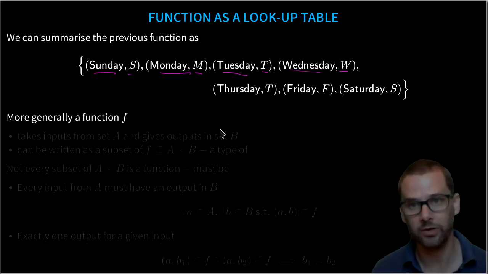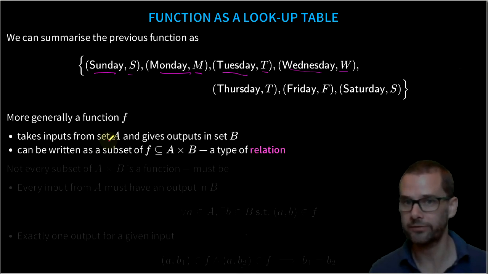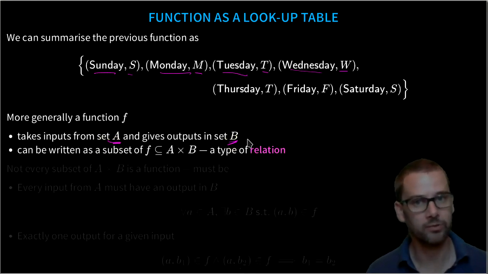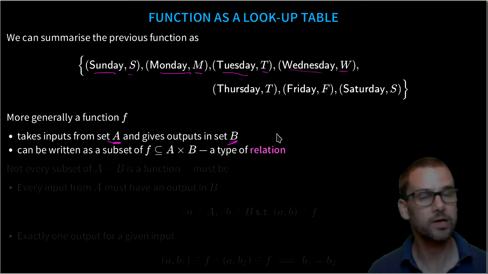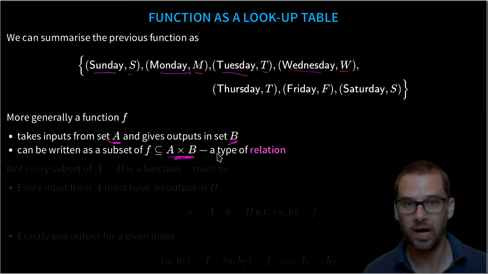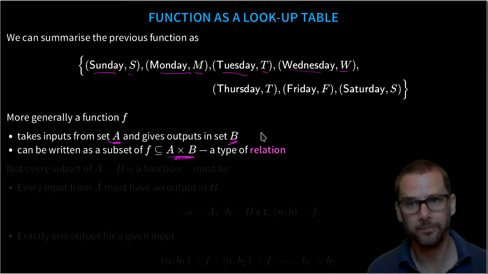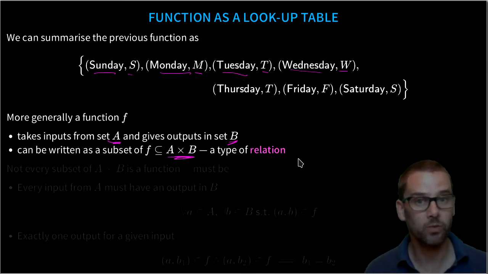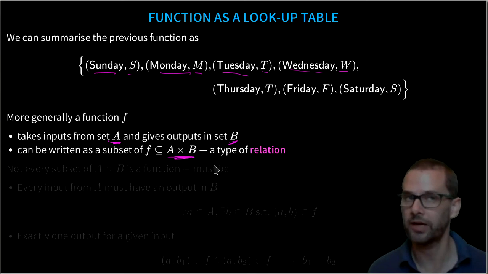Now, more generally with our function, it's going to take inputs from some set A and give you outputs in a set B. And so we can write, just as we did up here, this as a subset of A times B, giving us a type of relation. But we still want this thing to be well defined, so not every subset of A times B is going to give us a function. So we definitely want things that are still well defined.